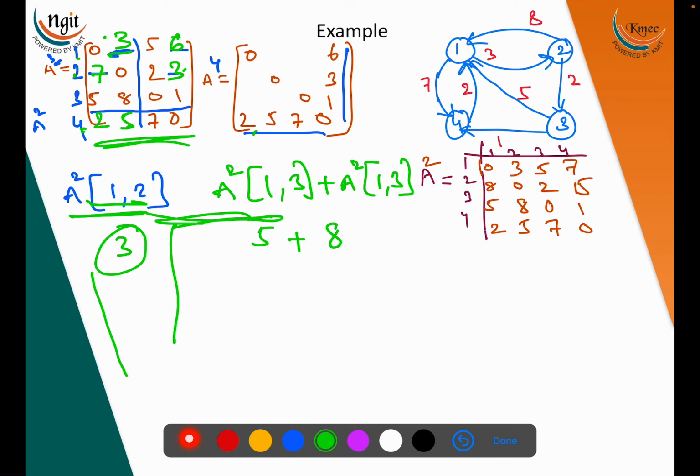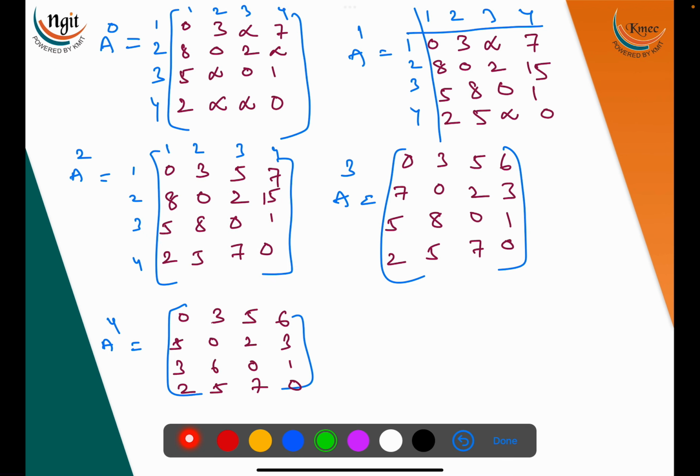Now for A4, that means the fourth vertex is the intermediary vertex. So copy this fourth row, fourth column here and find out the left values. How to find out the values? Already I told you, so you just do the same process. You will get these values: 3 5 6 and 5 0 2 3 and 3 6 0 1. So finally this is the A4 matrix. So the final matrices are these. This is your base matrix, and this is making 1 as intermediary vertex, making 2 as intermediary vertex, making 3 as intermediary vertex, making 4 as intermediary vertex.